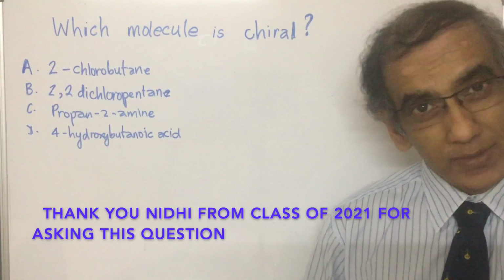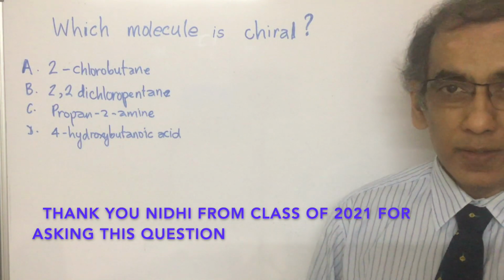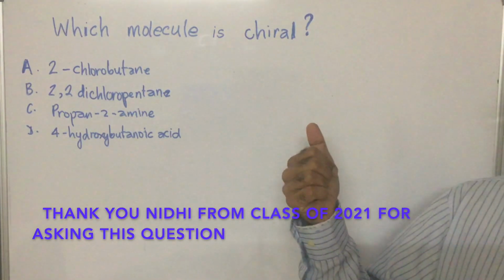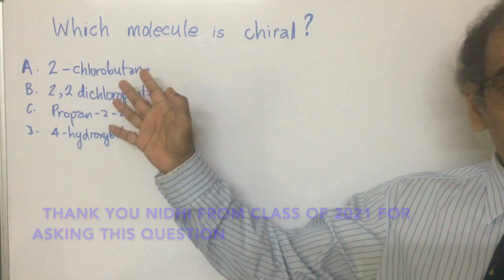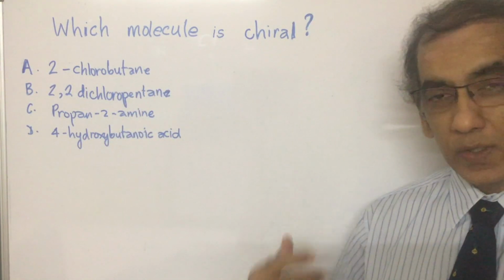Hello and welcome. Today we look at yet another multiple choice question for IB chemistry. This one says, which molecule is chiral? And you've got the four choices here. Now there are two things you need to look at to solve this question.